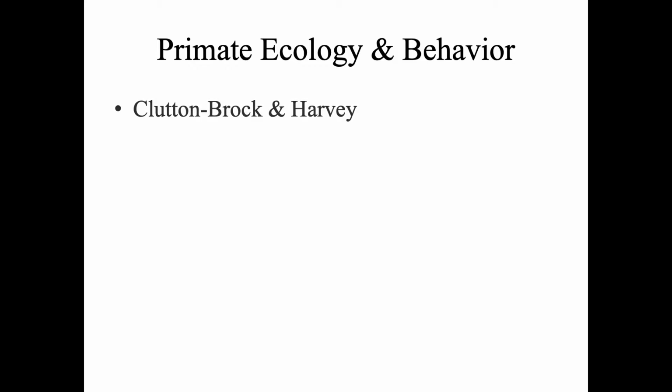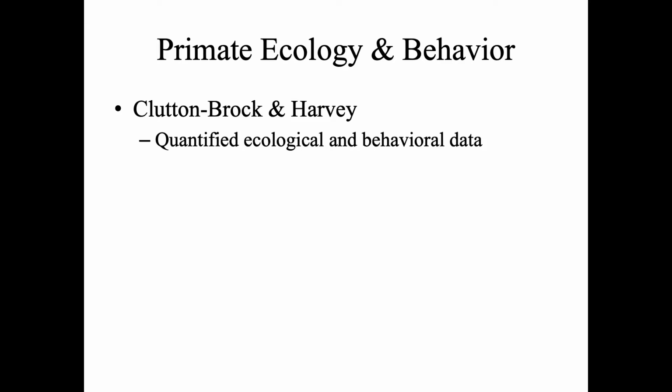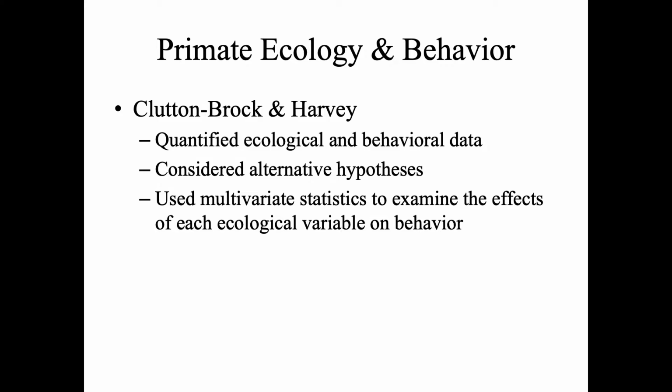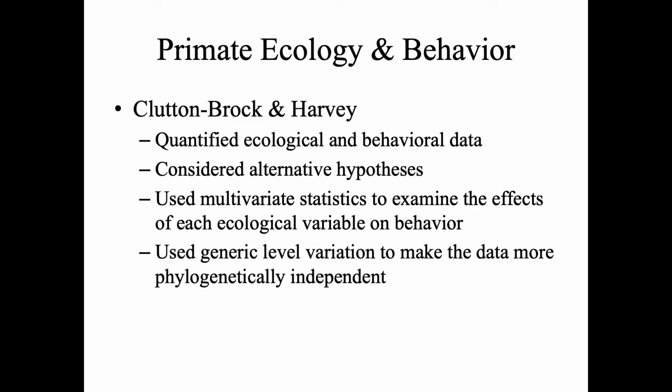We can look at primates. Clutton, Brock, and Harvey, this is once again an example in your textbook. They quantified ecological data and behavioral data. They considered a bunch of alternative hypotheses. They used multivariate statistics to examine the effects of each ecological variable on behavior. And then they used generic level variation to make the data more phylogenetically independent. And I'm going to talk about phylogenetic independence here in a minute.